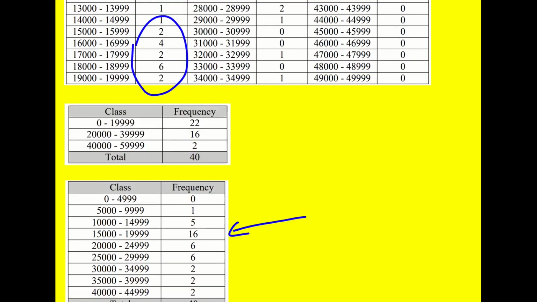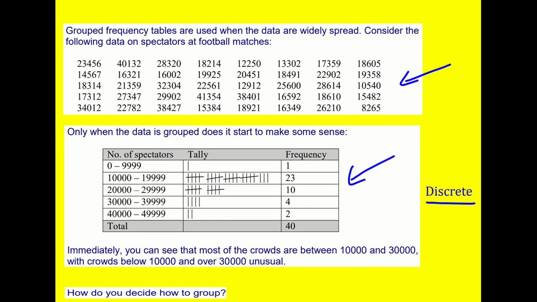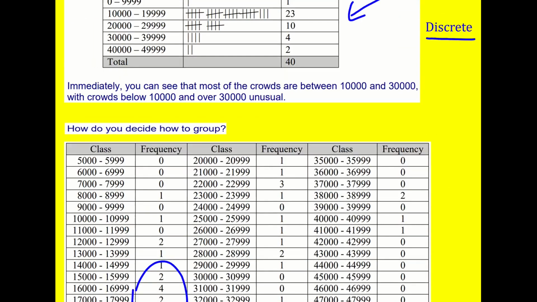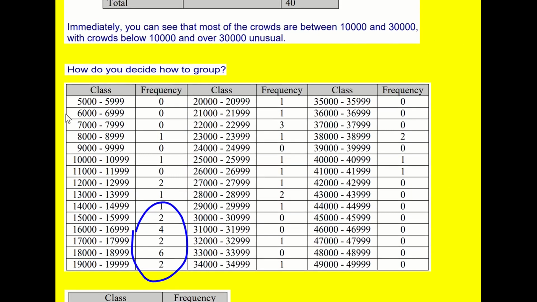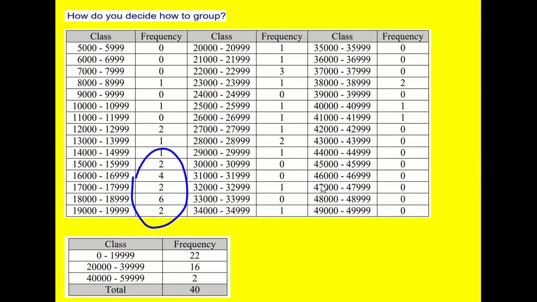So I guess the idea is to get maybe 5 to 10 groups, and then you get a bit of a feel for the distribution without losing too much of your data. That's just something to take on board if you ever construct a grouped frequency table yourself.